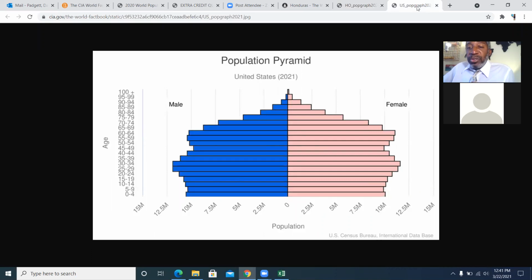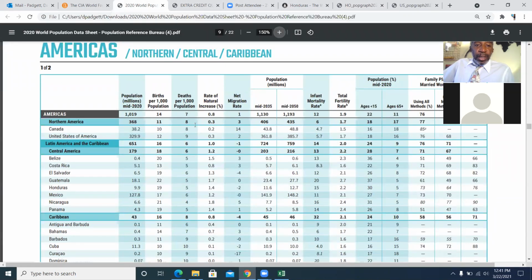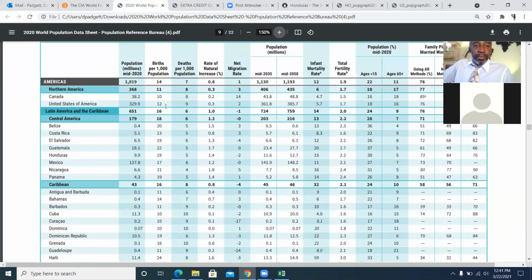Very different population structures, much younger population here that is representative of the higher birth rates. Let's go to the next variable, rate of natural increase, and notice that in the United States, our rate of natural increase is only 0.3%. Relatively slow rate of growth, and there are a variety of reasons for that.